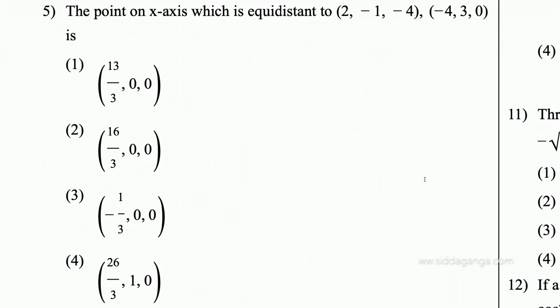Let's move to fifth question. The point on x-axis which is equidistant from (2, -1, 4), (2, -1, -4) and (-4, 3, 0). It's very simple, students. The point on x-axis, any point on x-axis can be taken as (x, 0, 0), right?